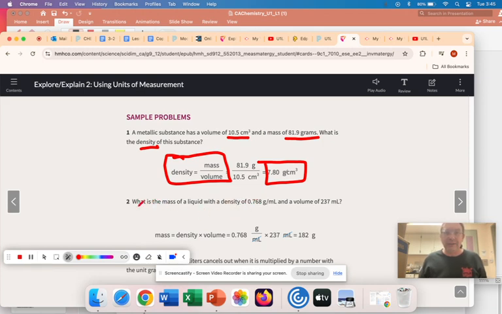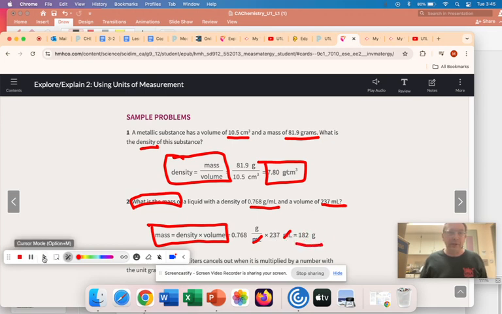If the question says, what is the mass of a liquid with a density of 0.768 and a volume of 237 milliliters, we would say mass equals density times volume and multiply these two values, which would cancel out milliliters. Then I would be left with 182 grams when I did that problem using a calculator.